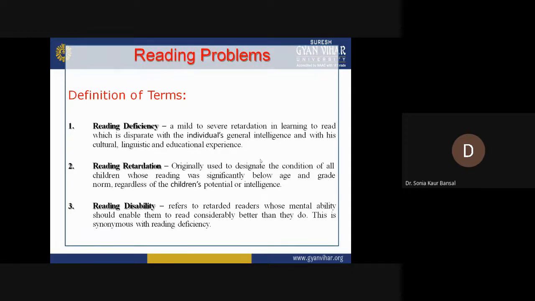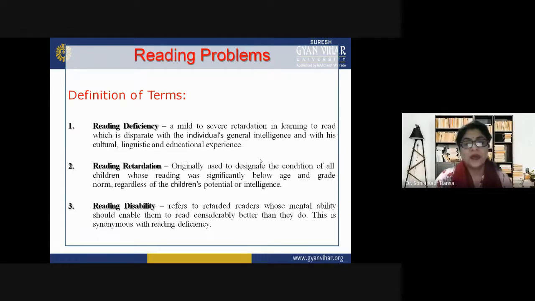Then, reading retardation, originally used to designate a condition of all children whose reading was significantly below age and grade norm regardless of the children's potential or intelligence. So this is how reading retardation is considered. So deficiency is something that is mild to severe retardation, very mild to severe, in learning to read which is disparate with the individual's general intelligence. Okay, then now comes the third term, that is reading disability. So these are all different problems: reading deficiency, reading retardation, and now we have come to reading disability. It refers to retarded readers whose mental ability should enable them to read considerably better than they do. This is synonymous with reading deficiency.